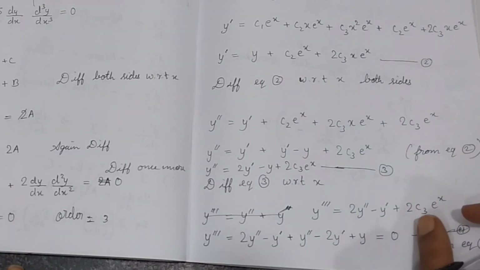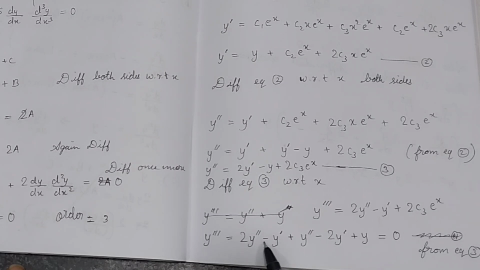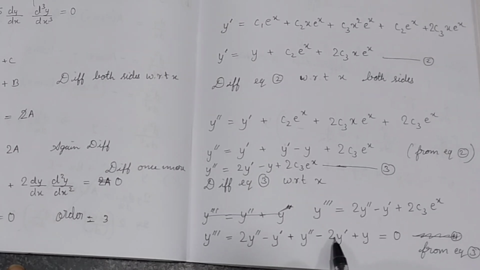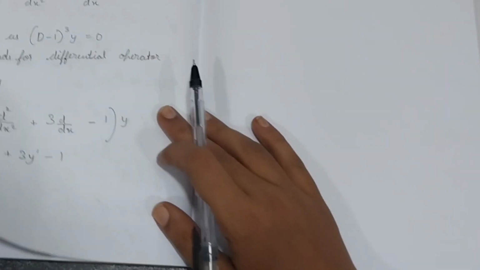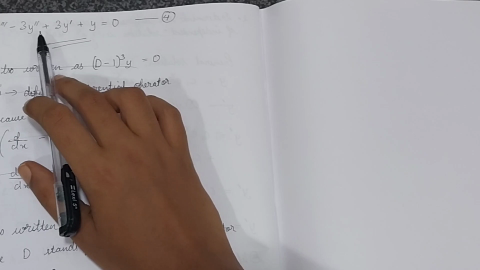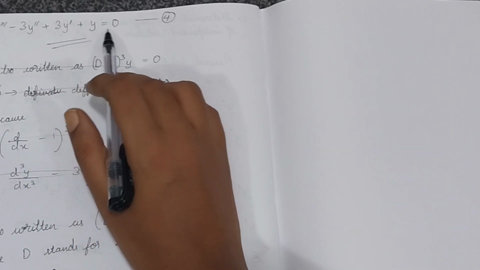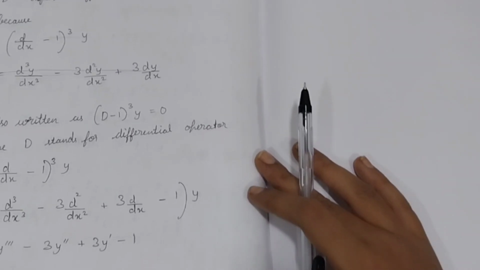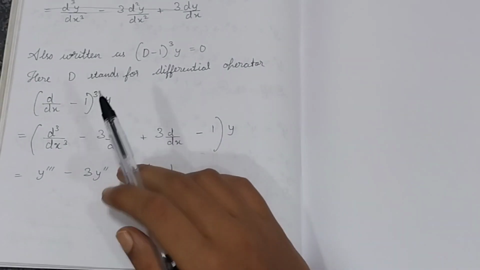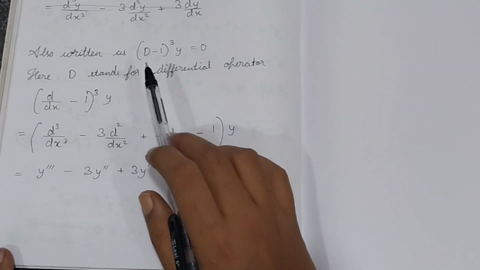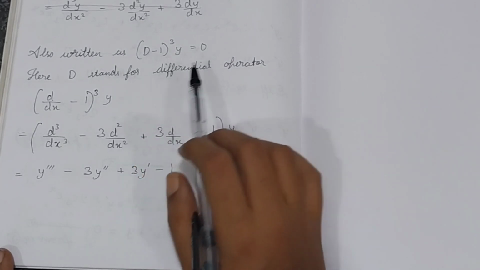Now add the terms 2y double dash and y double dash, then minus y dash and minus 2y dash. You will get the equation as y triple dash minus 3y double dash plus 3y dash minus y is equal to 0. Now this is the fourth equation. Also we can write that equation as d minus 1 the whole cube y is equal to 0.